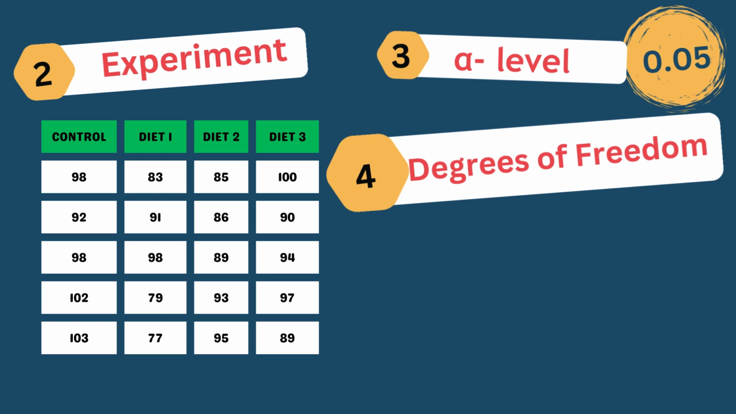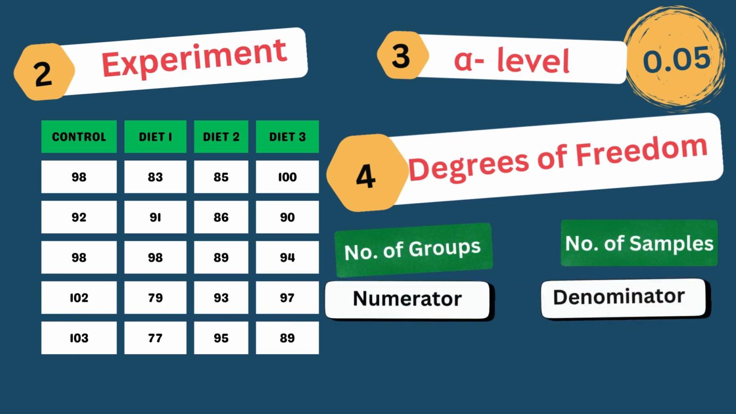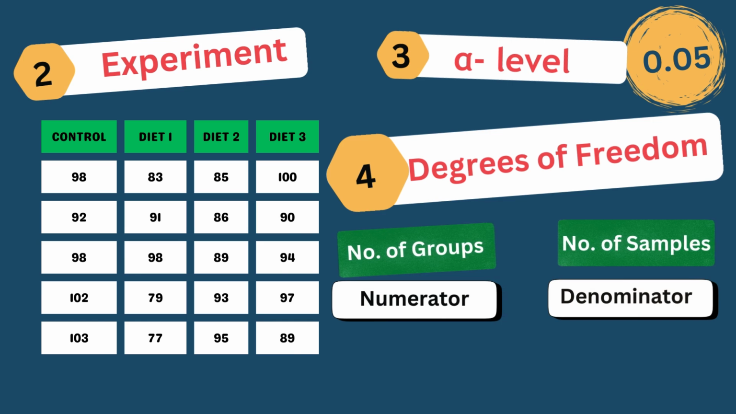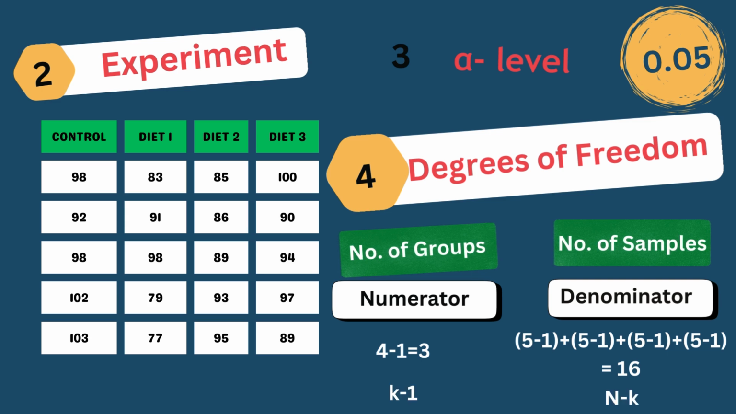In ANOVA, there are two kinds of degrees of freedom. One corresponding to the number of groups and the other corresponding to the number of samples in each group, also known as numerator and denominator degrees of freedom respectively. So the numerator degrees of freedom will be the total number of groups minus 1, which will be 3 in our case, and the denominator degrees of freedom will be addition of degrees of freedom in each group, which will be 16. It can also be calculated as total number of samples n minus total number of groups k.